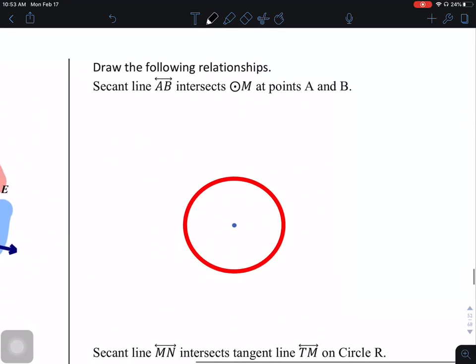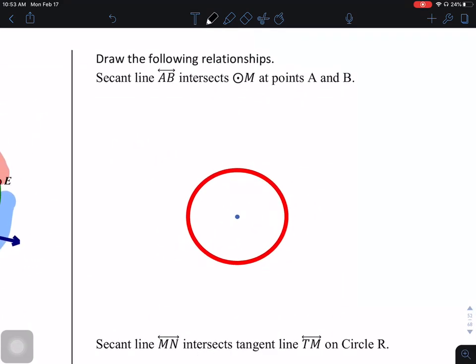Draw the following relationships. Secant line AB, so it touches the circle twice, intersects circle M. Let's label this, that has to be M in the center, at points A and B. So draw a secant line. It only mentions A and B for this line, and it says those are the points that touch the circle. This problem only mentions 3 points, and we have all 3 points on here.